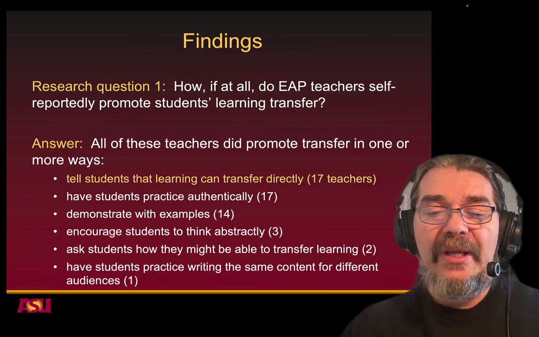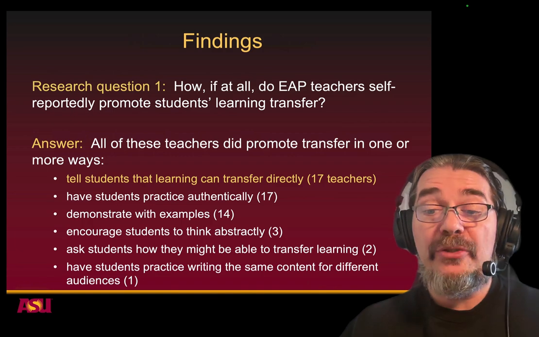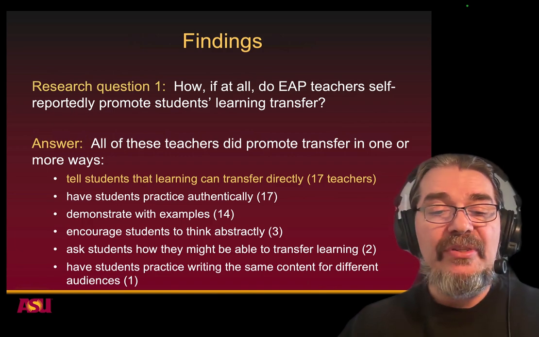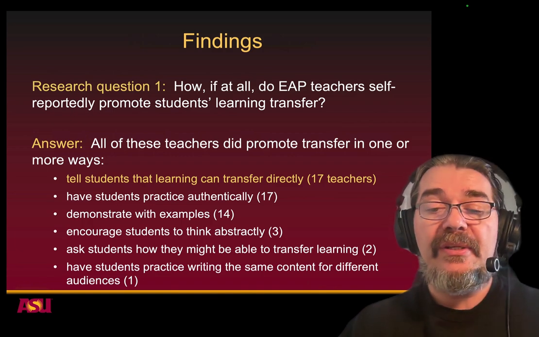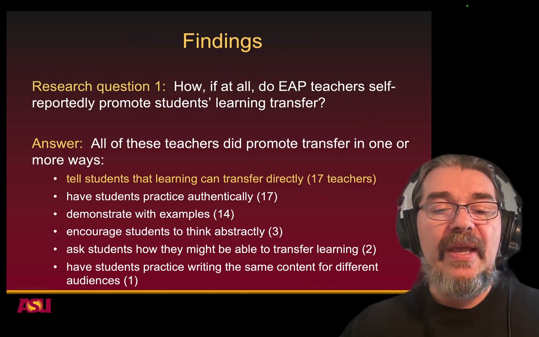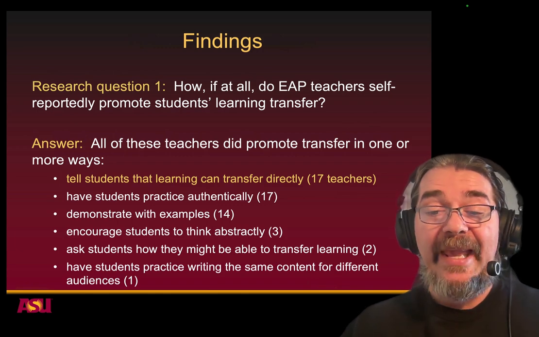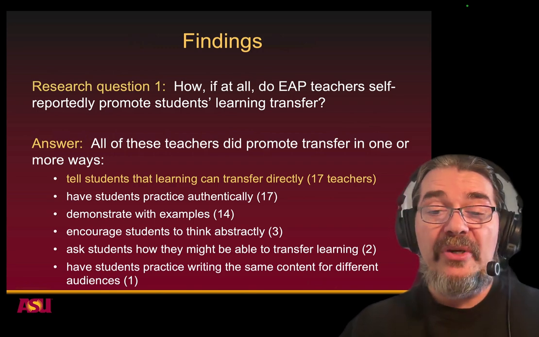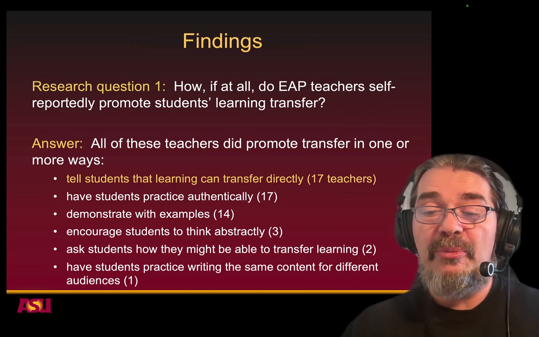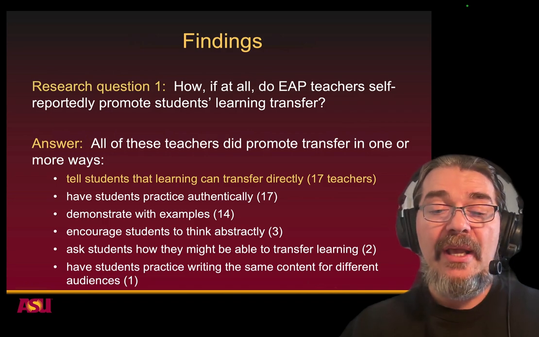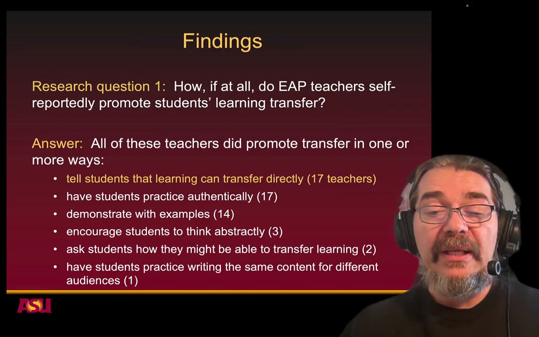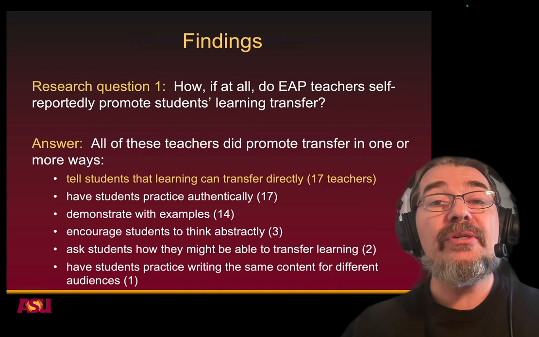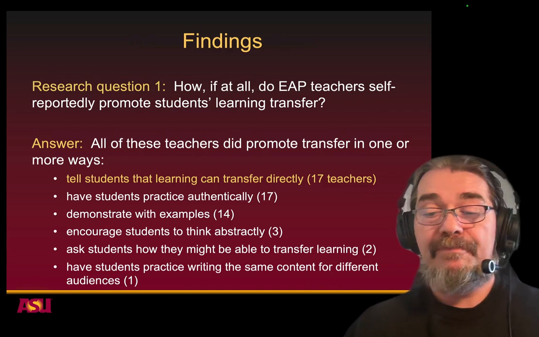The first category is telling students that learning can transfer directly, and 17 of the teachers said that they did this. In other words, these teachers said they told students that the students can apply their developing EAP abilities directly in situations outside the course, for example, in other courses, in graduate programs, and in workplaces. And this application might lead to outcomes like less stress or more success.